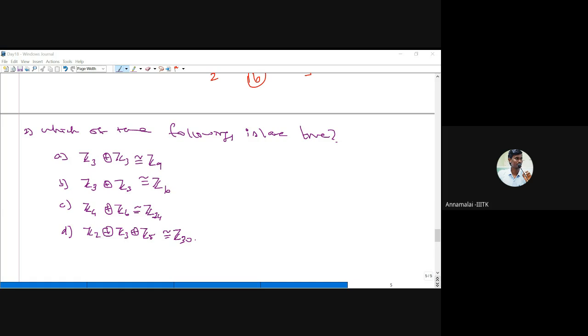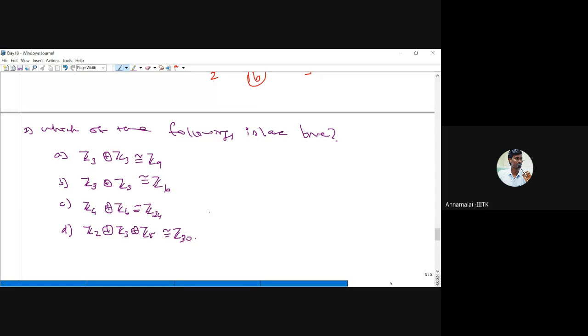Okay. Look at the first option, Z3 cross Z3 is isomorphic to Z9. No. This happens only when the GCD of 3 comma 3 is 1; then it is isomorphic to Z of the product. But the GCD of 3 comma 3 is 3, not equal to 1. Therefore, this is false.